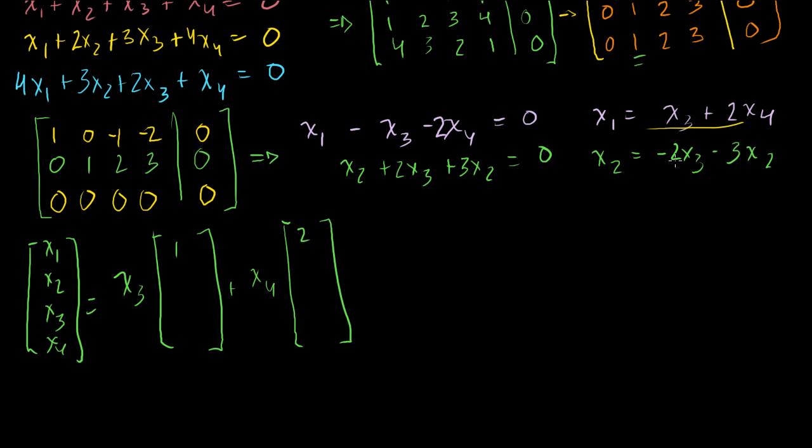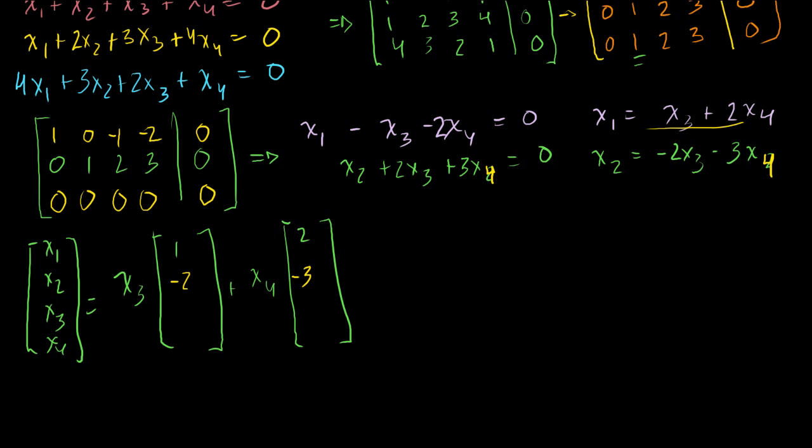Now x2 is equal to x3 times minus 2. That's x3 times minus 2 plus x4 times minus 3. What am I doing? I'm losing track of things. This x2 right here is x2 plus 2x3 plus 3x4 is equal to 0. So x2 is equal to minus 2x3 minus 3x4, right? Like that. Sorry, my brain isn't completely in the problem. I'm making these silly mistakes. But I think you understand this now.